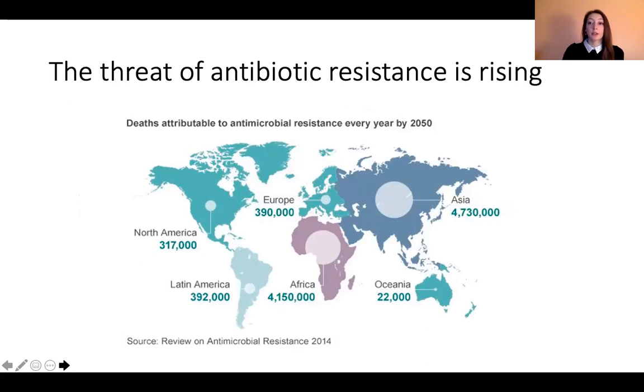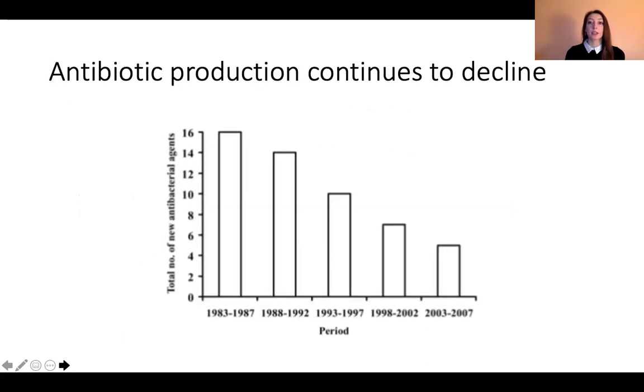However, as antibiotic resistance is rising, we're seeing a decrease in antibiotic production. In the 80s, we had almost 16 brand new antibiotics released. Well, this is kind of old, but in 2003 to 2007, there were only about 5. What this shows is that it's so expensive for pharmaceutical companies to get into antibiotic research that they just don't. And so a lot of this research depends on universities.